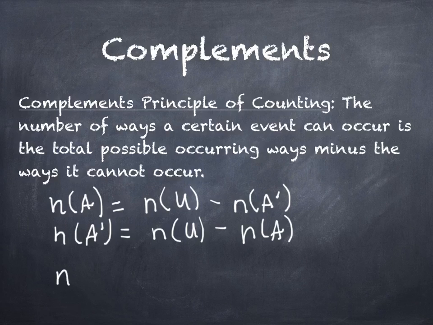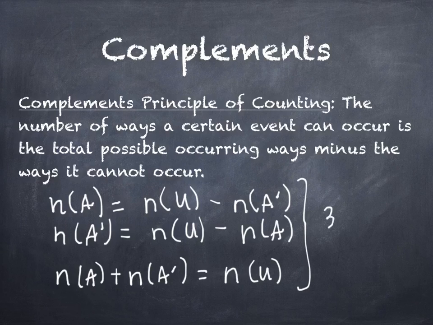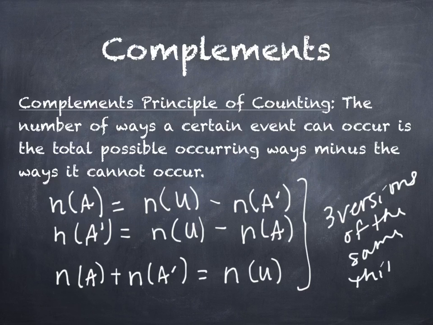And likewise, you could also say then that the number of ways that A occurs plus the number of ways A complement occurs is just the number of total ways anything can occur. And all of these are really just three versions of the same thing. You add and subtract a little bit from here or there, and you've got all the same stuff. Okay?